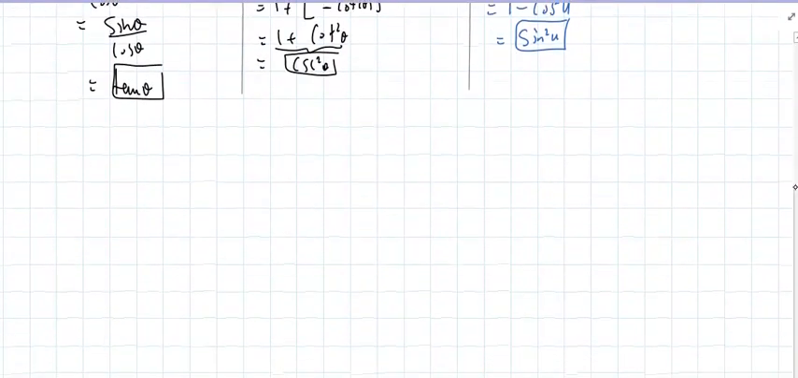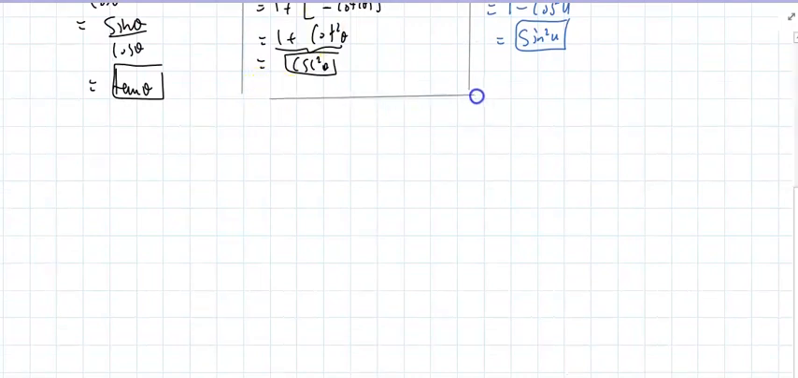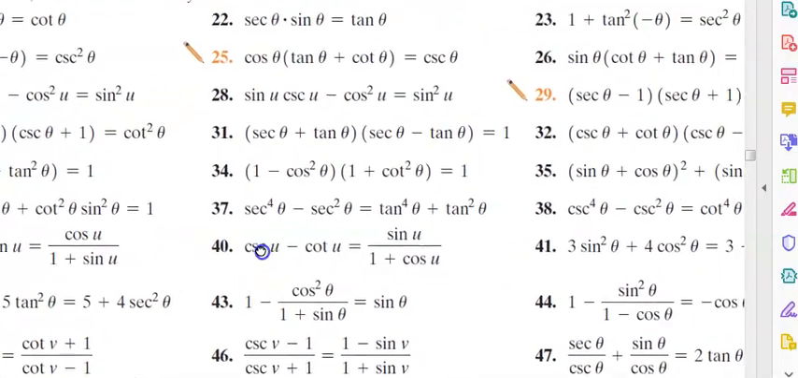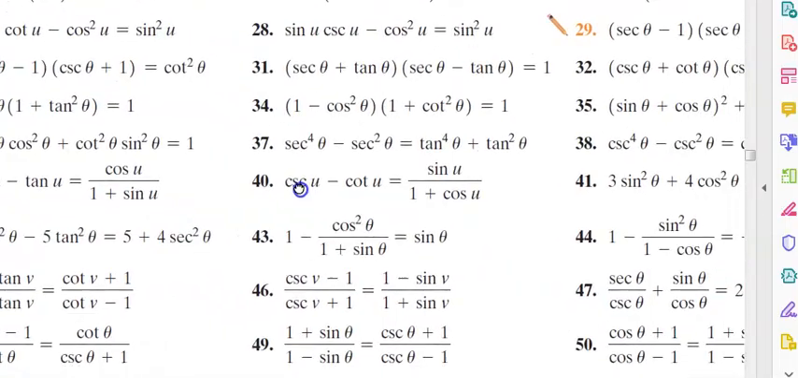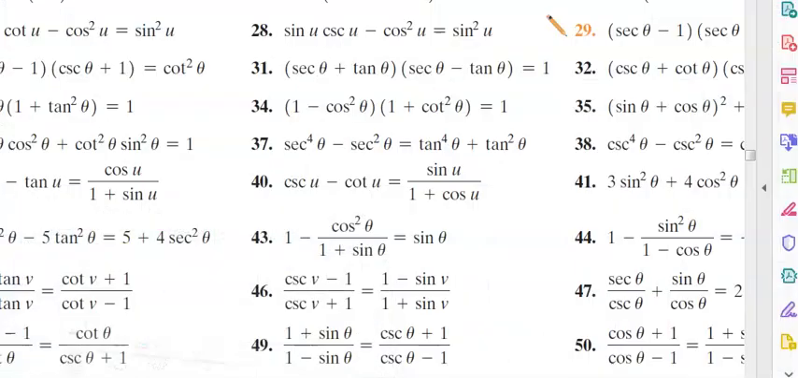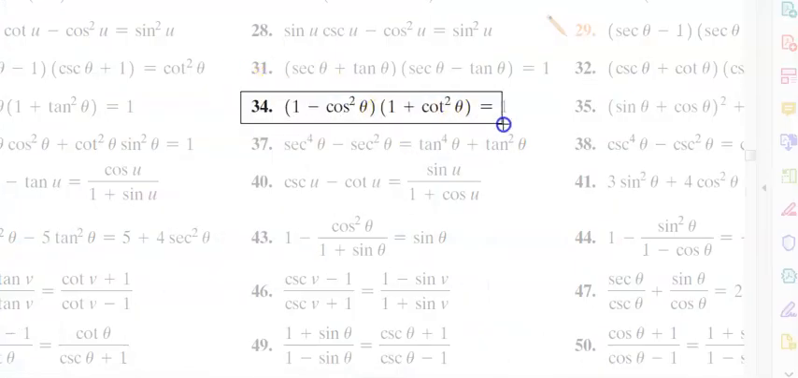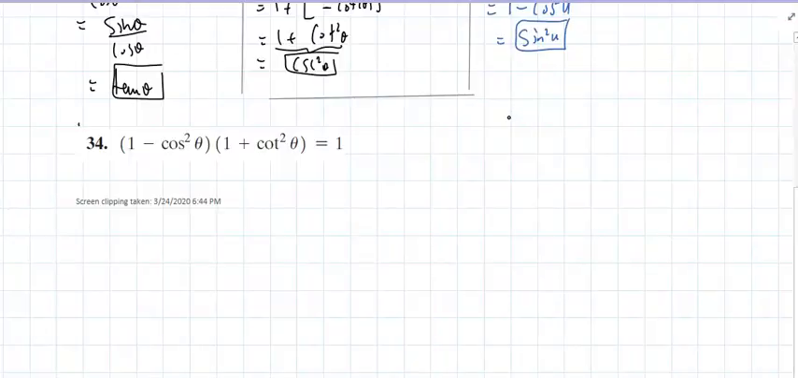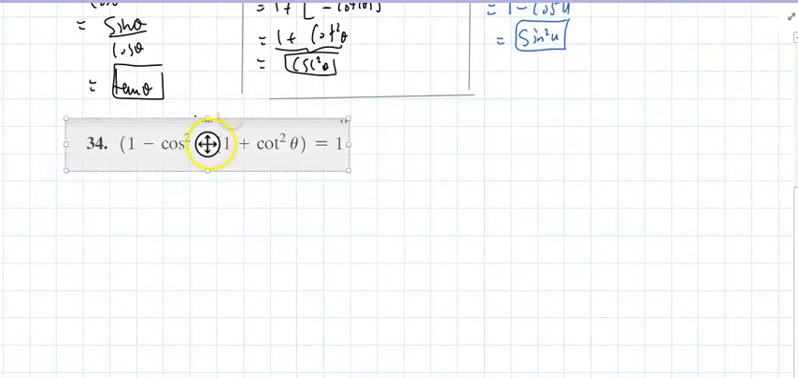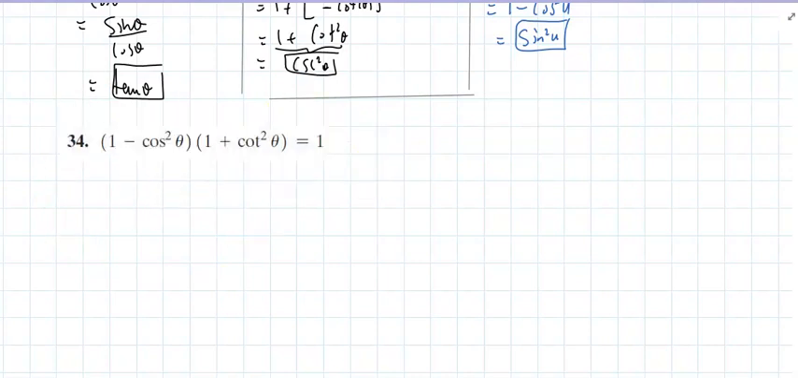The next problem I want to look at would be problem number 34. So I'm picking a diverse set of problems to kind of touch on every combination you can see. If I glance at this at first glance, you're like, well, I need to get a 1 somehow.